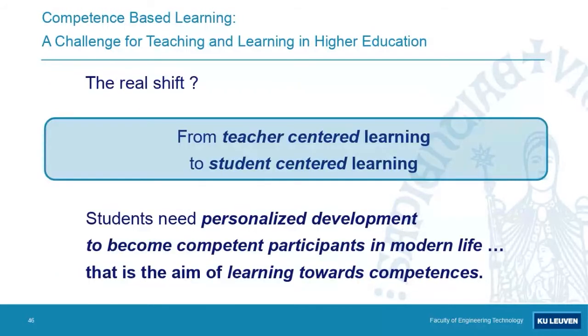And what is that 180-degree shift? It is turning from teacher-centered learning to student-centered learning, because students need personalized development, because they need to become competent participants in modern life. That's the aim of learning towards competences. So CBL is learning towards the acquisition of competences.